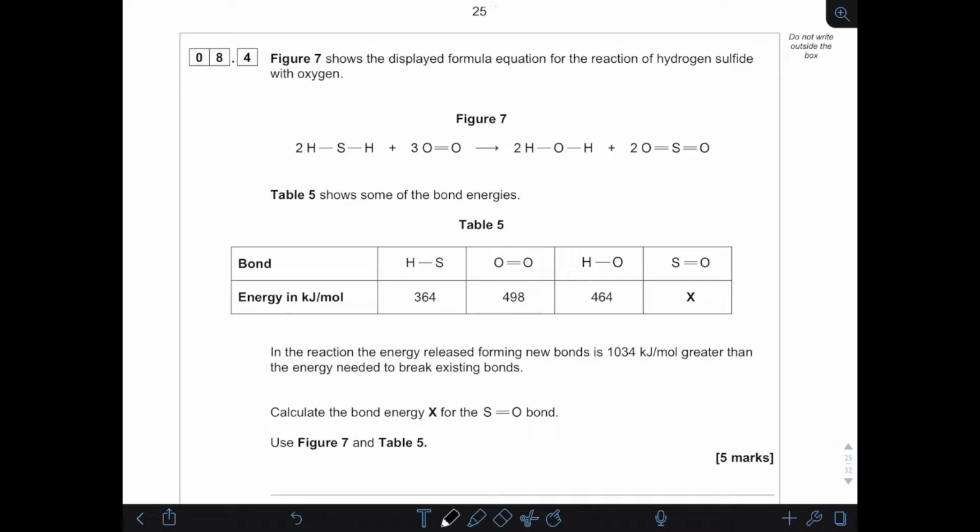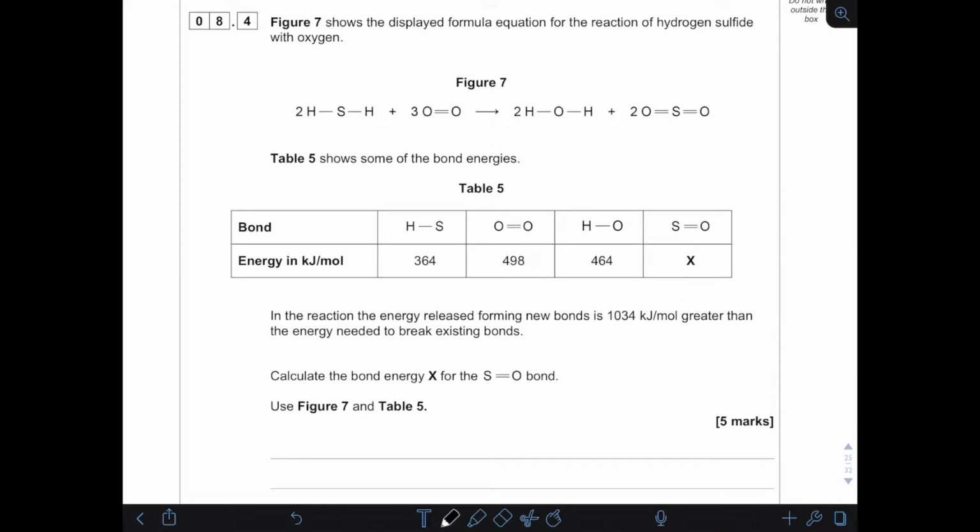Figure 7 showed display formula. I don't like display formulas. That's exactly the same reaction. Why would they do this? Oh, right, okay. I guess I see why.